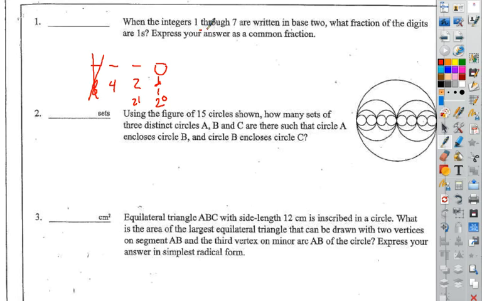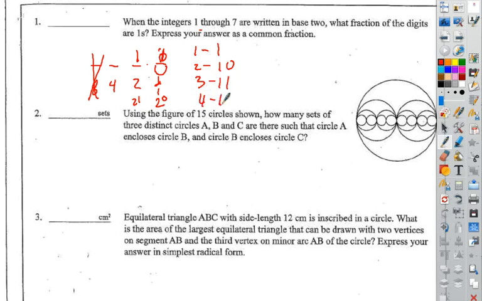So 1 in base 2 is just going to be 1, 1, right? 2 in base 2 is going to be 10, 1, 0, because I will have 1 two and 0 ones. For 3, I'm going to have 1 and a 1, 1 two and 1 one. And I will continue in that manner.